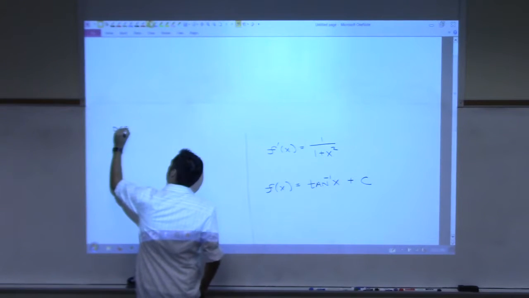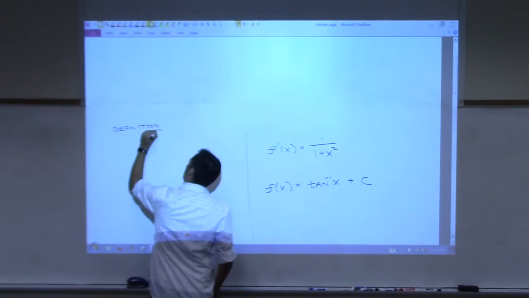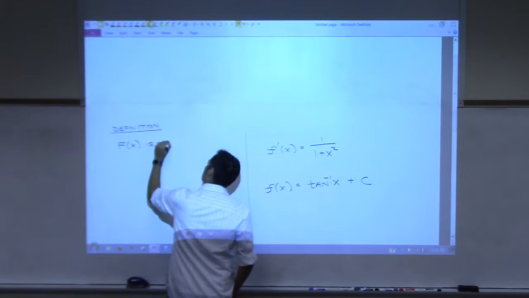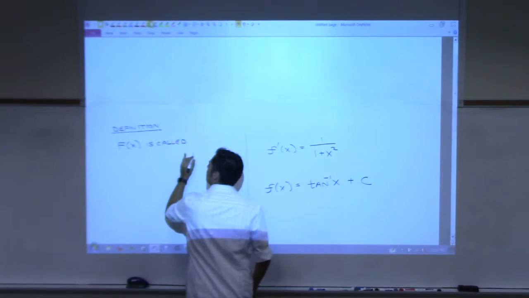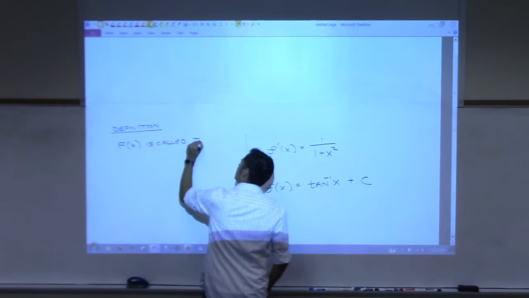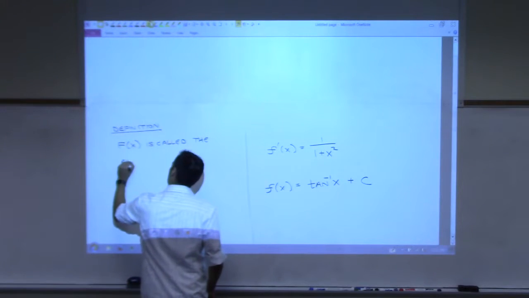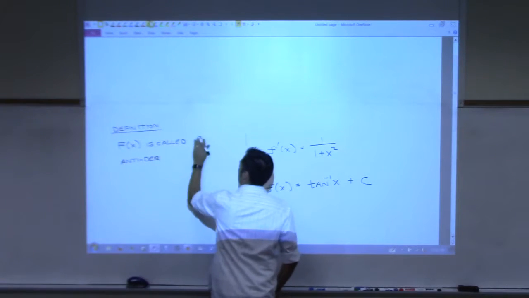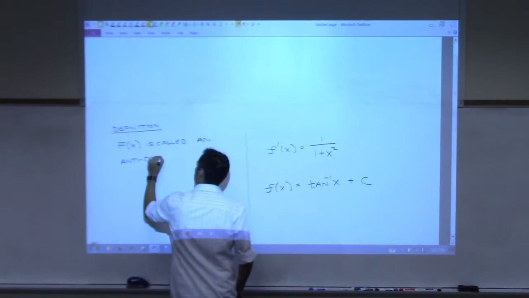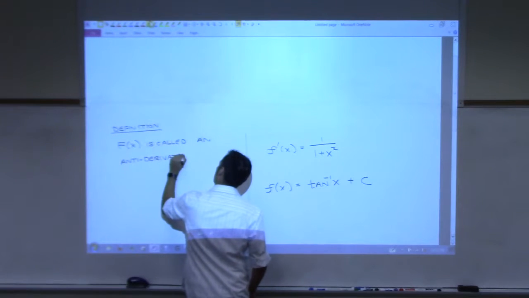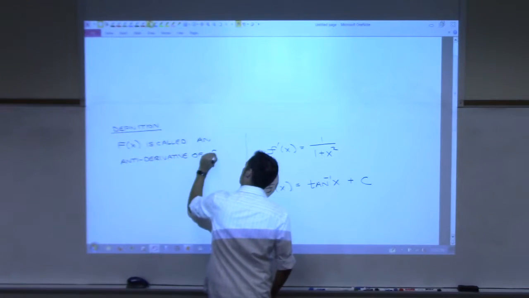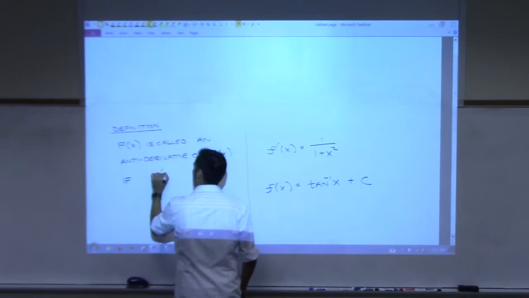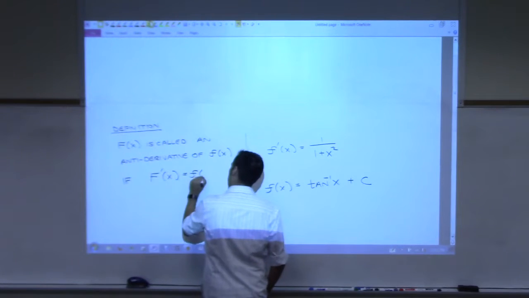Definition. Capital F of x is called an antiderivative of little f of x if the derivative of capital F of x equals little f of x.